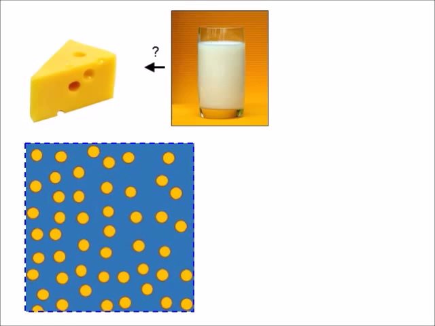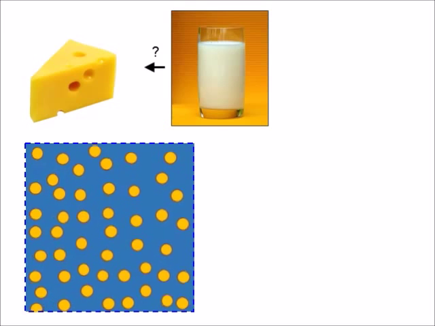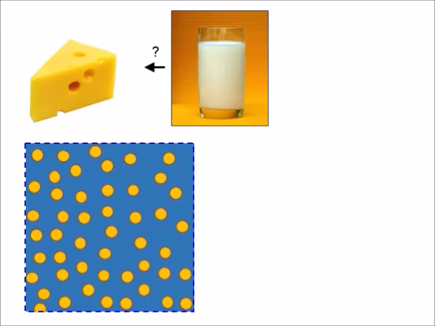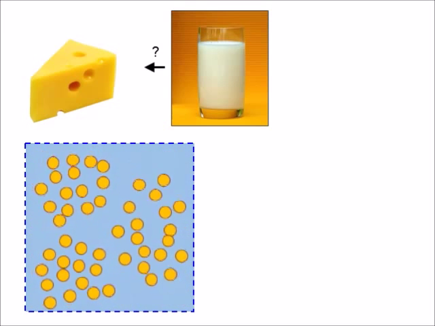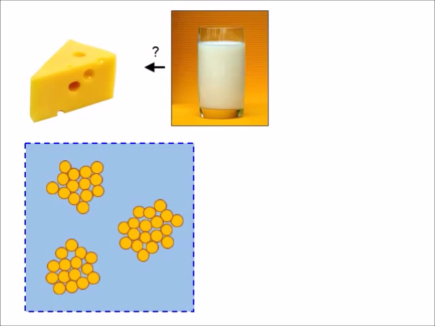When the pH value of the milk drops, for instance by adding acid or by the biochemical action of bacteria, the protein aggregates begin to clump together. By concentrating these protein clumps, we can get solid cheese.